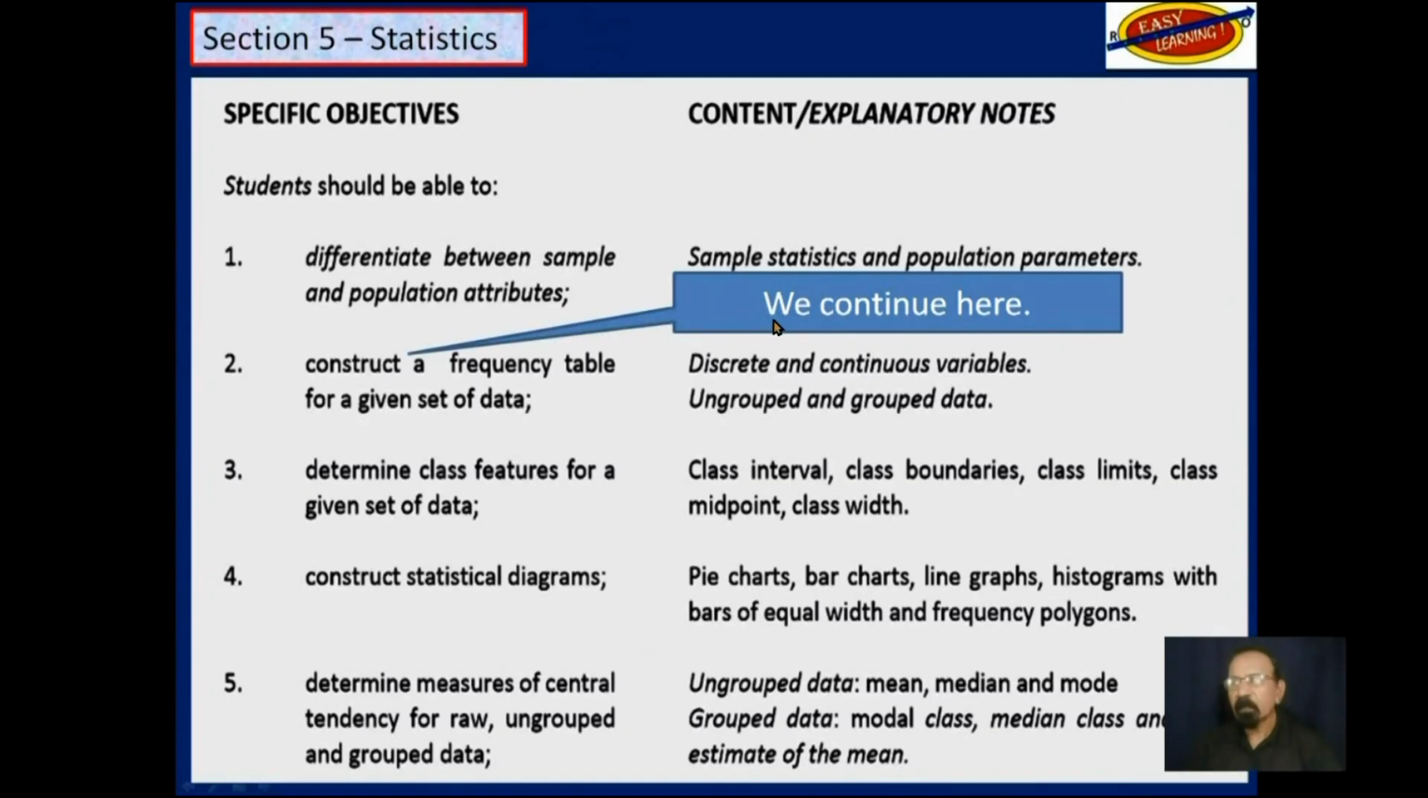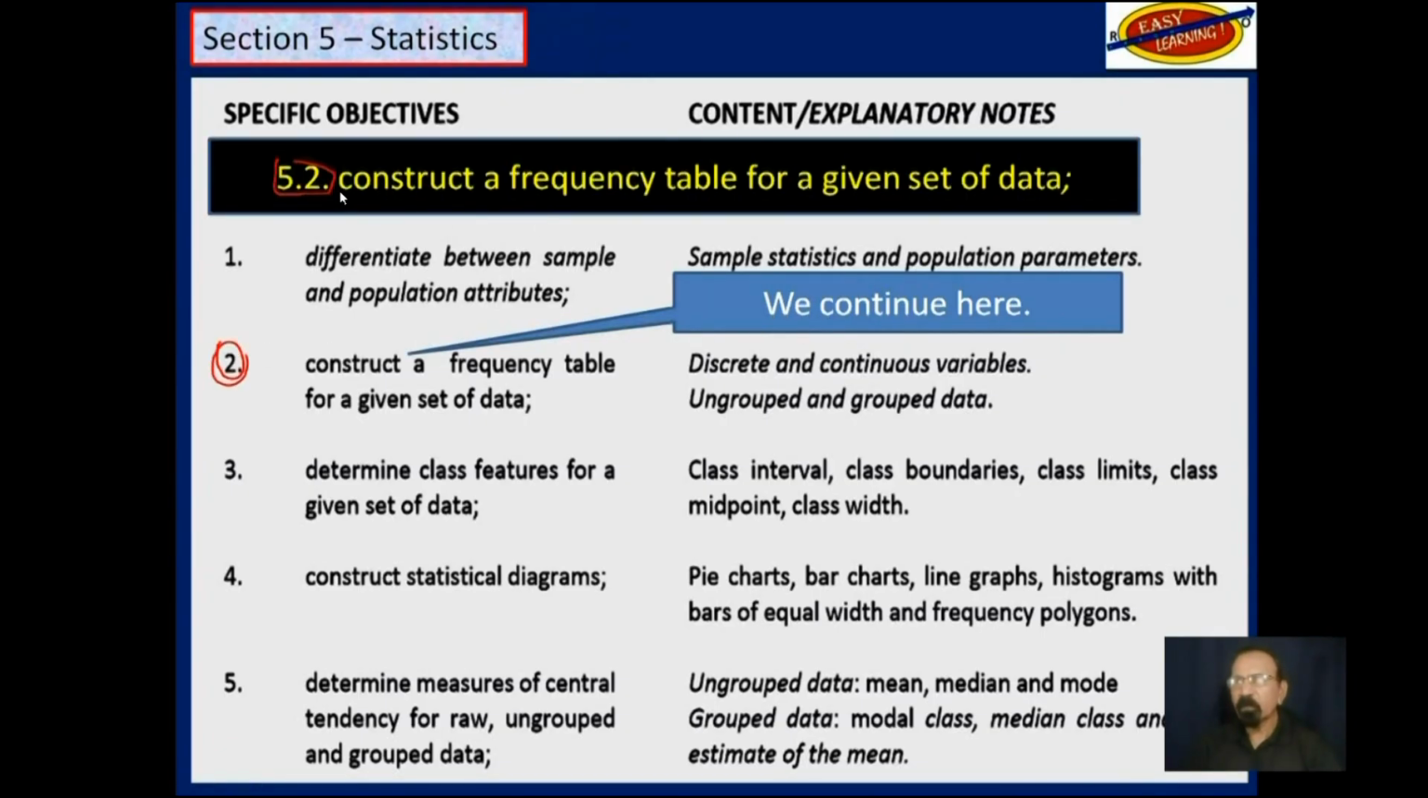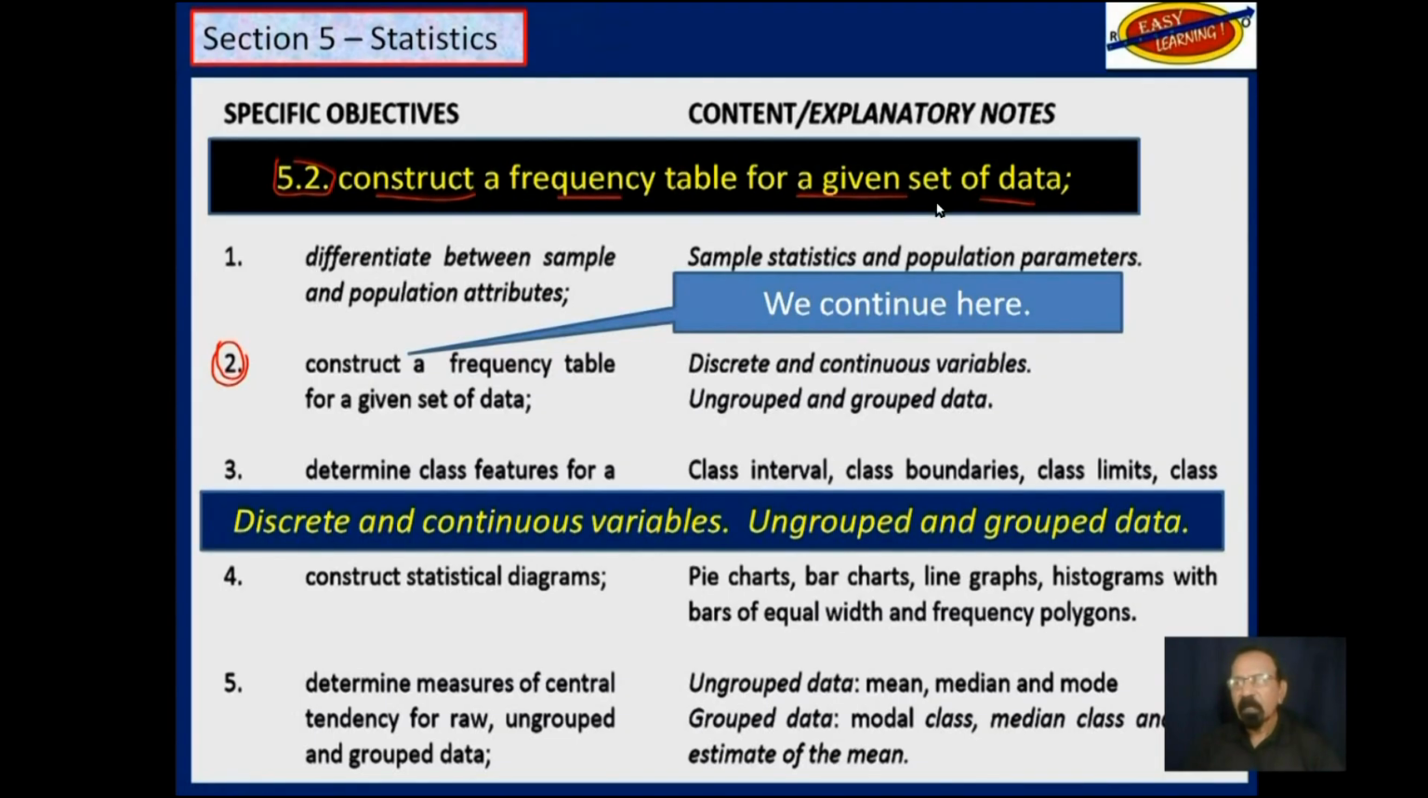So as I said, we are here. Objective 5.2: construct a frequency table for a given set of data. And you have some additional notes here: discrete and continuous variables, ungrouped and grouped data. So we will have to define a few terms first before we actually do this objective. It's not very difficult. It's something that you probably have been doing for a long while.